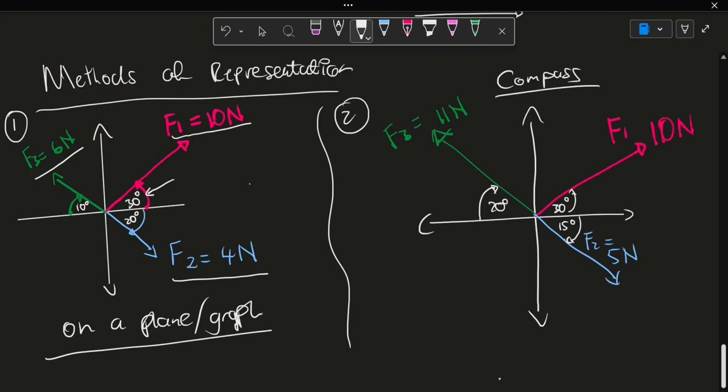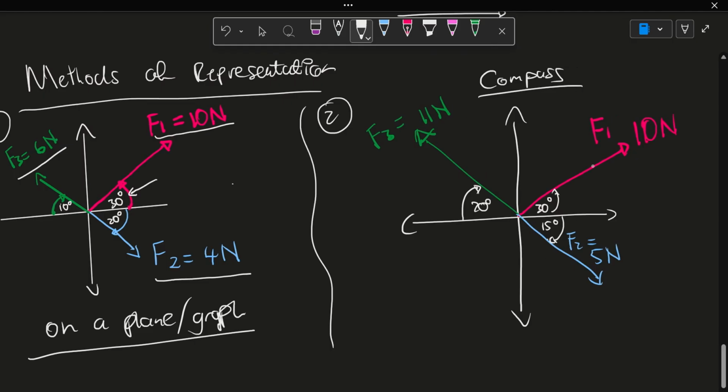Now we have this. So how would we actually read this? To read this one right here, we would say that is 11 newtons above the negative x-axis. And the 10 newton one would be 10 newtons above the positive y-axis. That's how you would say it in the first one.